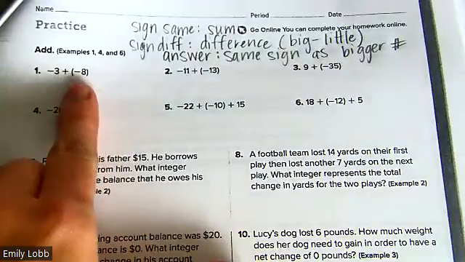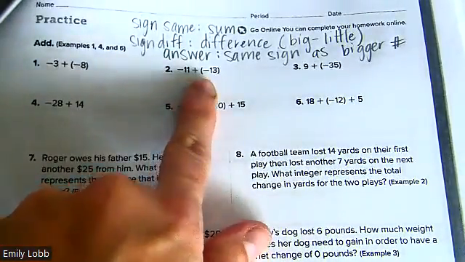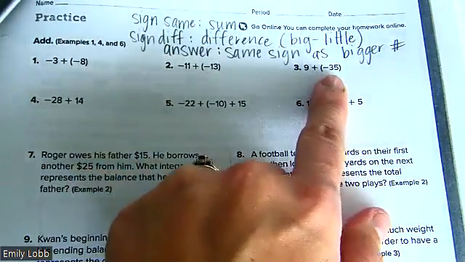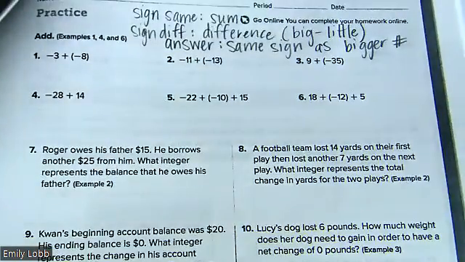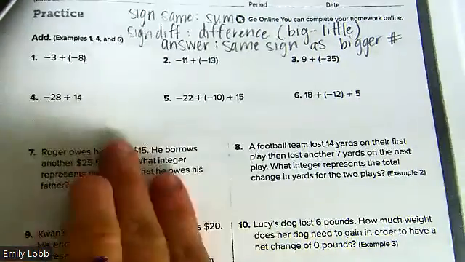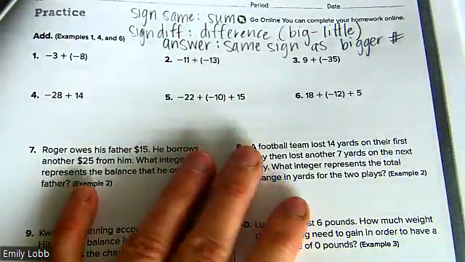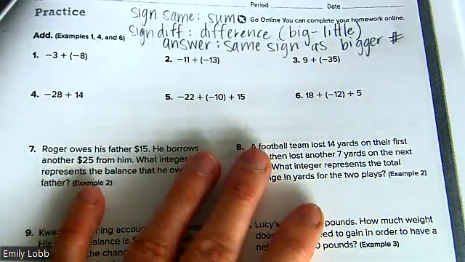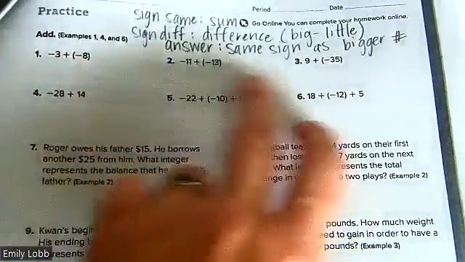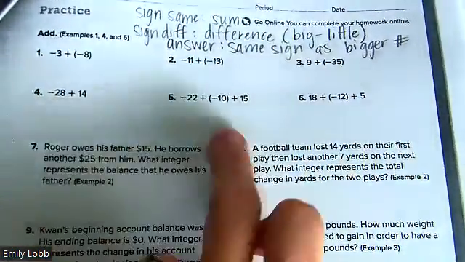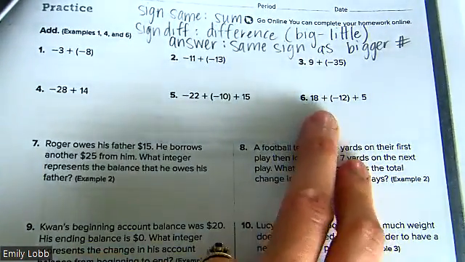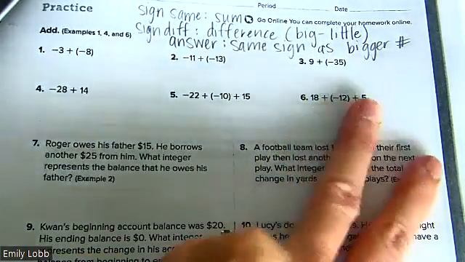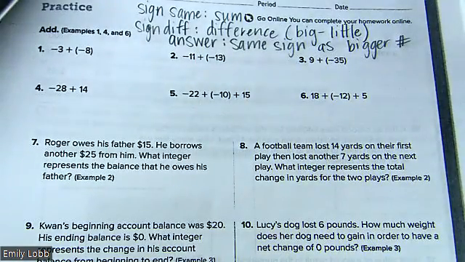So in this case, it would be negative. In this case, also negative. In this case, our bigger number is still negative. In this case, it's still negative. So all of these answers are going to be negative for 1 through 4. So be careful. Make sure you're understanding. Sum, difference, difference. Sum and then difference. Difference. And then sum.